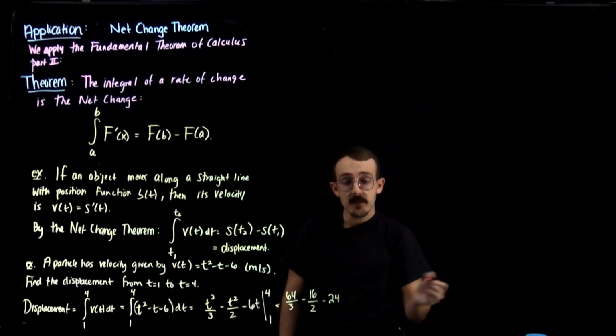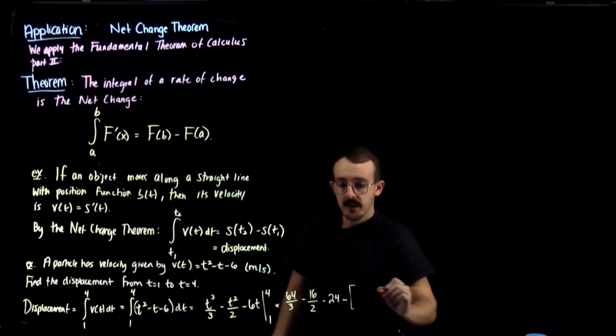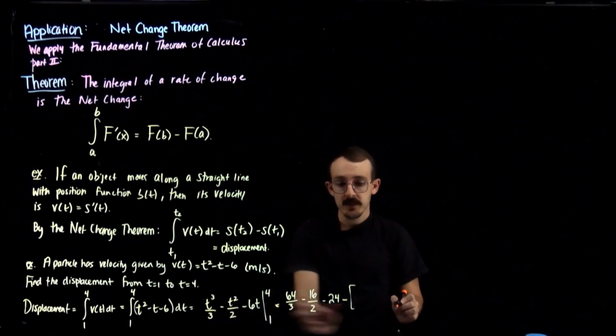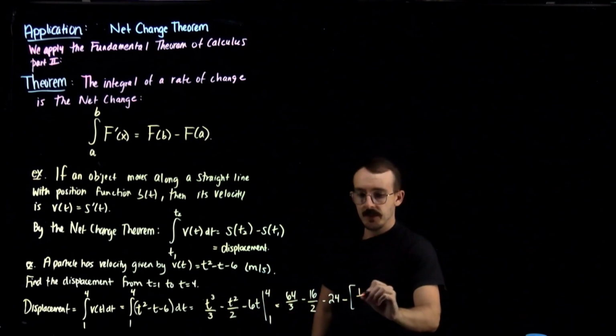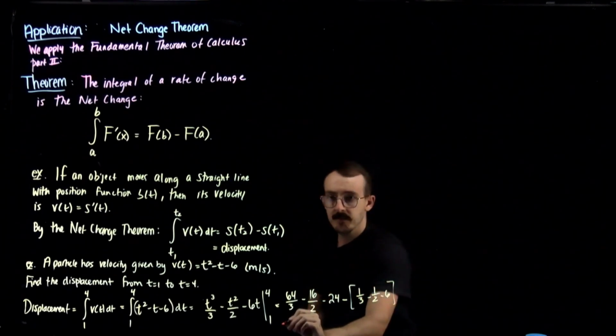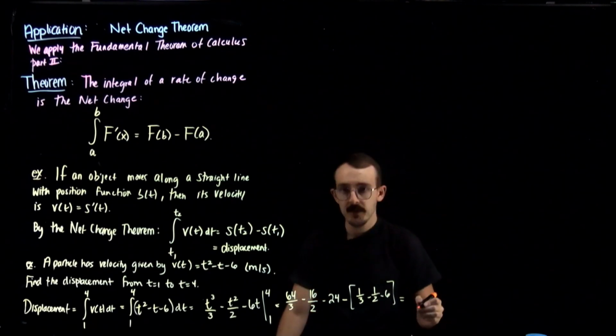And then here you have to be careful. So you minus, and you're going to put a giant bracket, and you're going to plug in 1 now. And that result's going to go in the brackets. So this is 1/3 minus 1/2 minus 6, close brackets. I will save you the trouble here.